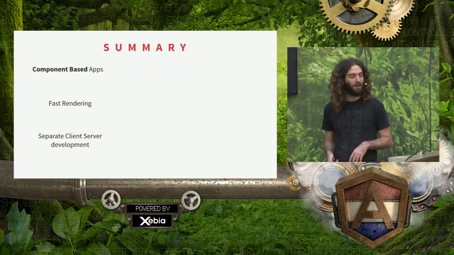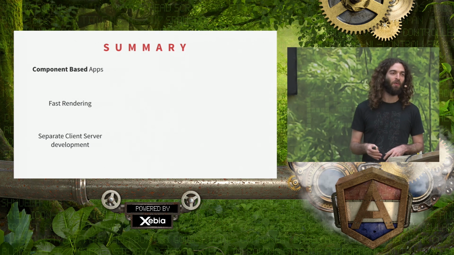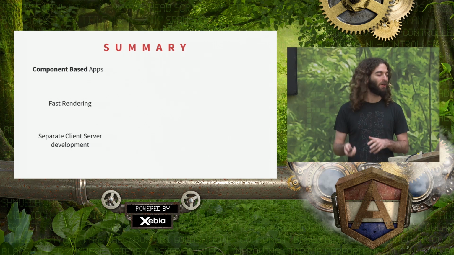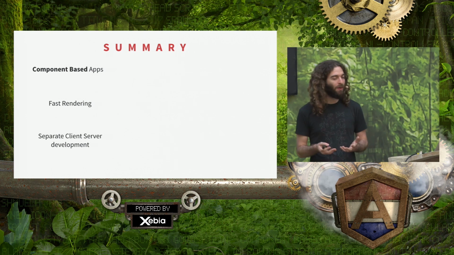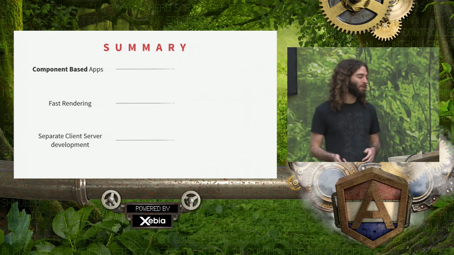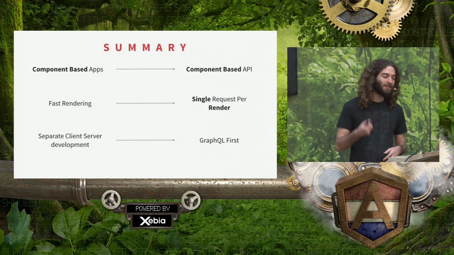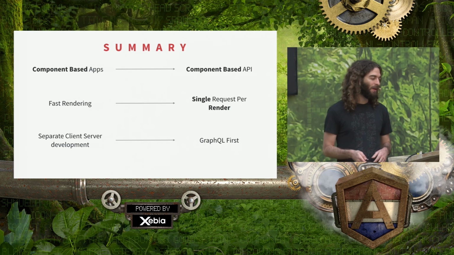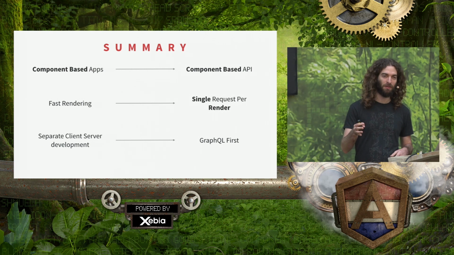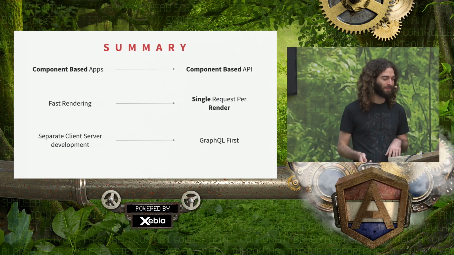So for a summary, we used to have page-based apps. Now we have component-based apps. Everything is a component. We need fast rendering so our apps would look good, and we want to separate the client and the server. So we need a component-based API. We need to get all the information in one single request, and we need to go GraphQL first, which means we start with the schema, and the two teams work separately.